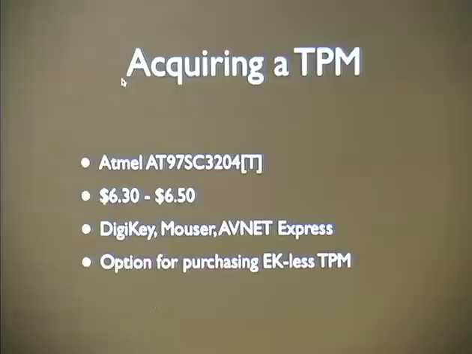So it's the 1897 SC3204T if you want the I2C chip. Otherwise, you're getting an LPC chip. About $6.30 to $6.50, depending on where you're buying them, and the configuration of the TPM. You get it from DigiKey, Mouser, or AVNet Express. And then there's also an option on each one of these sites for purchasing an EK-less TPM. That means that the EK identity of your TPM isn't on there.